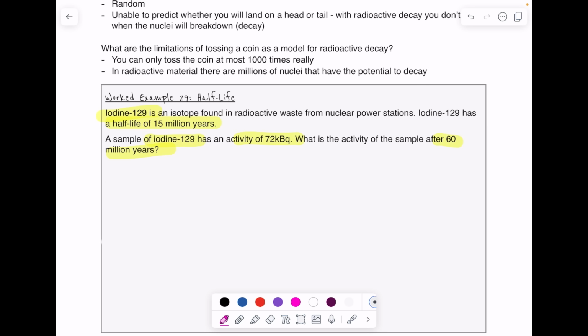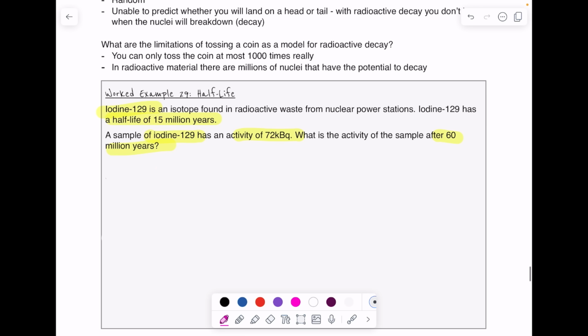So do read the wording really carefully because there's no hard and fast way of doing this, and you do need to make sure you're doing the correct calculation. So the first thing you want to do is work out how many half-lives could have taken place in 60 million years. So if one half-life takes 15 million years, then there's time for 4 half-lives to have occurred.